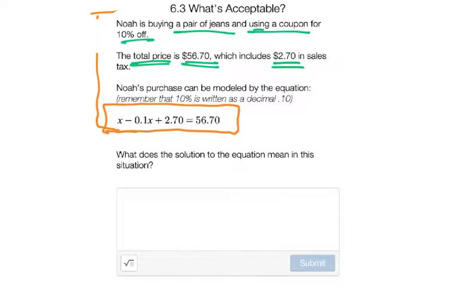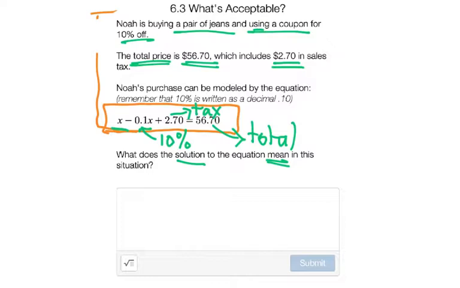I know it's 10%, and here's our equation. All right, so I've got X minus, there's that 10%, because remember it says that I'm going to write it as a decimal. There's my tax, $2.70. There's my total right there. Now it says, what does the solution to the equation mean? It's not asking me to get the solution. It's asking me what the solution means.